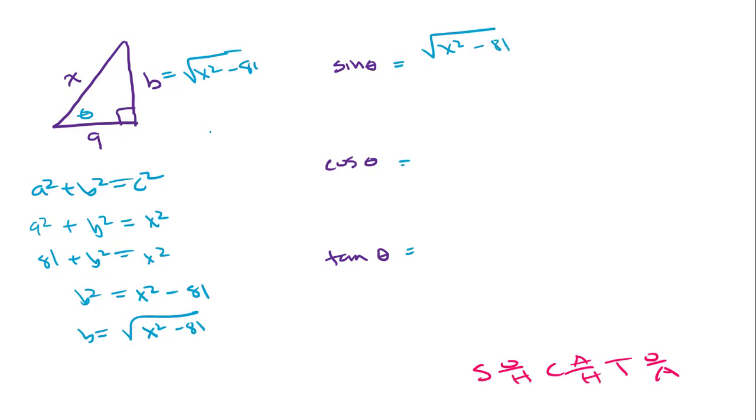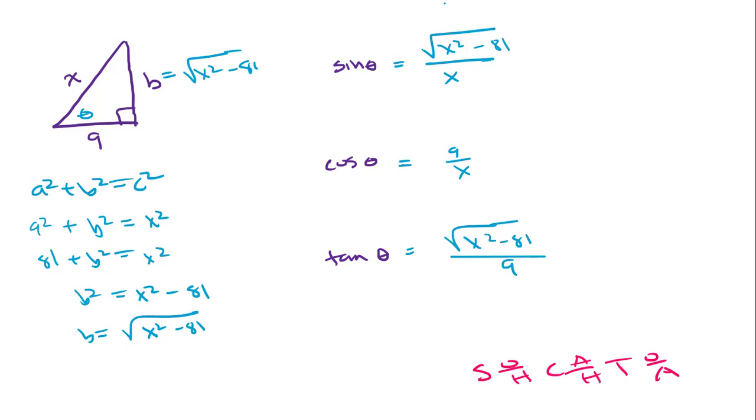Right, so this is going to be opposite over hypotenuse. So this is going to be over x. Cosine theta is going to be adjacent over hypotenuse. So that's going to give us 9 over x. And then for tangent theta, that's going to be opposite over adjacent. So that's going to be the square root of x squared minus 81 over 9.